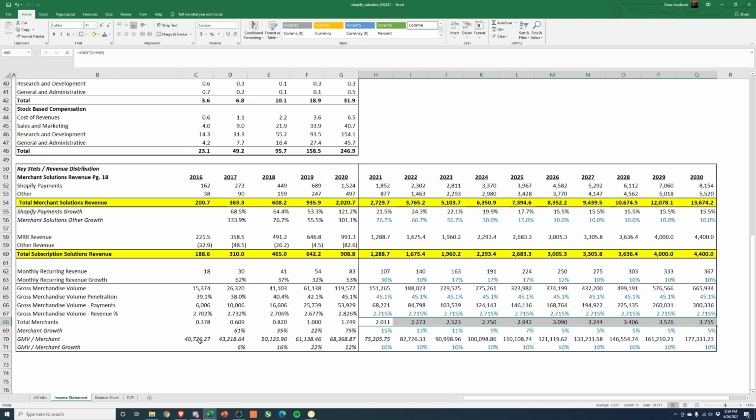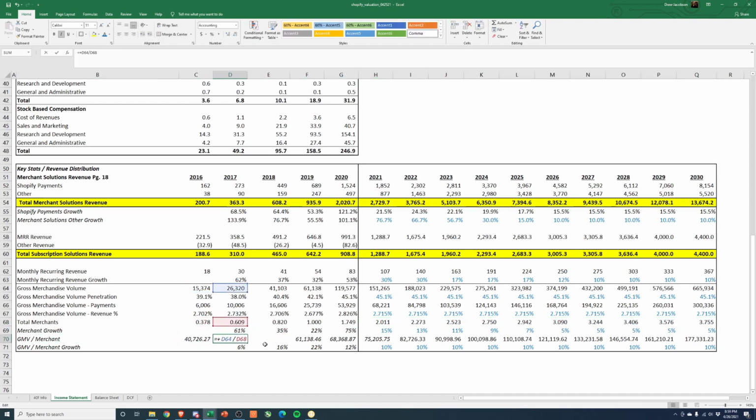But first, we forecast this. From here, we need GMV, which is gross merchandising volume. So then I calculated the GMV per merchant, and we can see it's actually been increasing pretty well. What this is saying is that every merchant on the platform has about $40,000 in sales per year. This number up here is billions, the merchants is in millions, but when you divide it, you just get thousands. So this is $40,726 per merchant on the platform, right? And it's growing every year.